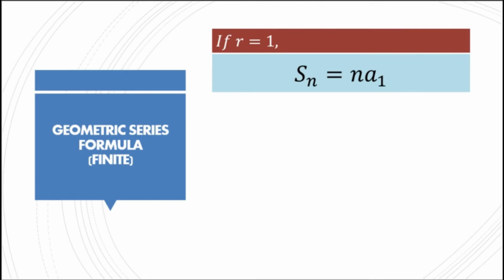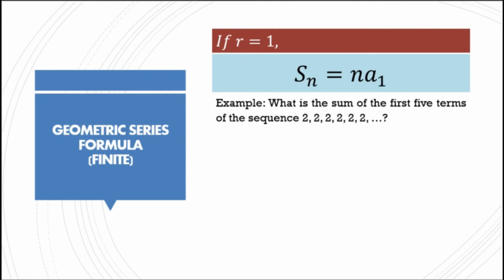a sub 1. For example, what is the sum of the first 5 terms of the sequence 2, 2, 2, 2, 2, 2, and so on and so forth? Well, before using the formula, let me show first how the common ratio is solved. r is equal to a sub 2 over a sub 1. A sub 2 is 2, then a sub 1 is 2. We have 2 over 2, which is 1.